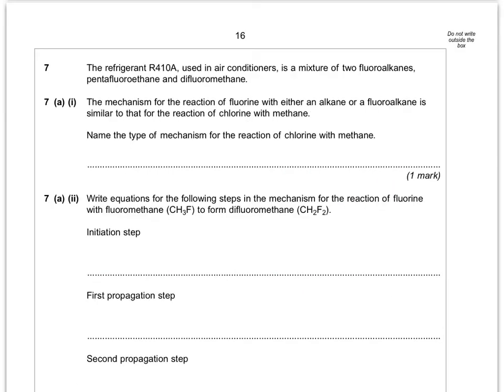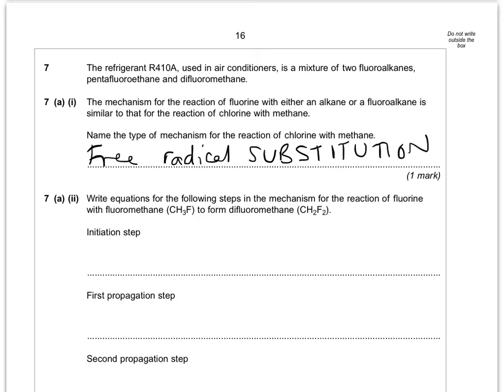Next question, the refrigerant R410A used in air conditioners is a mixture of 2 fluoroalkanes, pentafluoroethane and difluoromethane. The mechanism for the reaction of fluorine with either an alkane or fluoroalkane is similar to that for the reaction of chlorine with methane. Name the type of mechanism for the reaction of chlorine with methane. So this is free radical substitution, not chain mechanism. Has to be free radical substitution. You do not get the mark if you put chain mechanism.